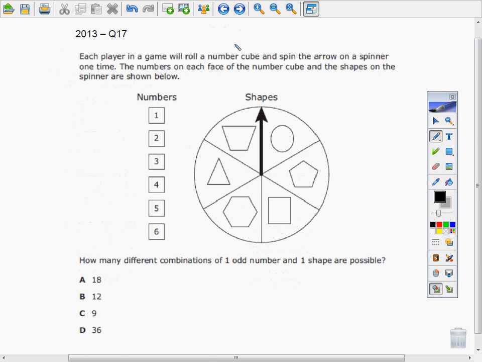One more. Each player in a game will roll a number cube and spin the arrow on a spinner 1 time. The numbers on each face of the number cube and the shapes on the spinner are shown below. How many different combinations of one odd number and one shape are possible?